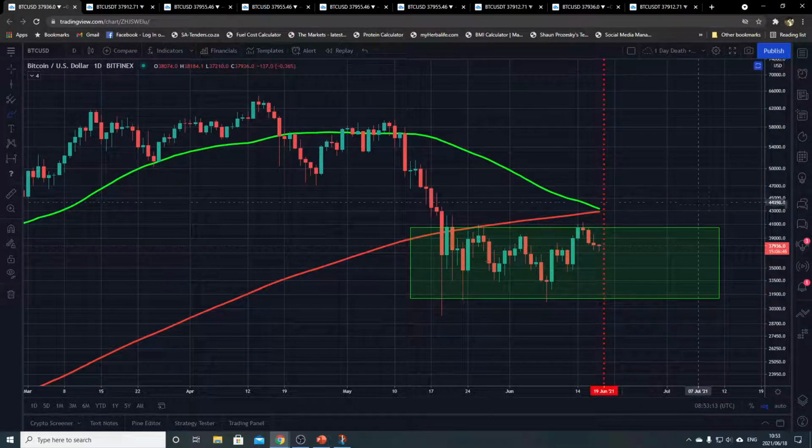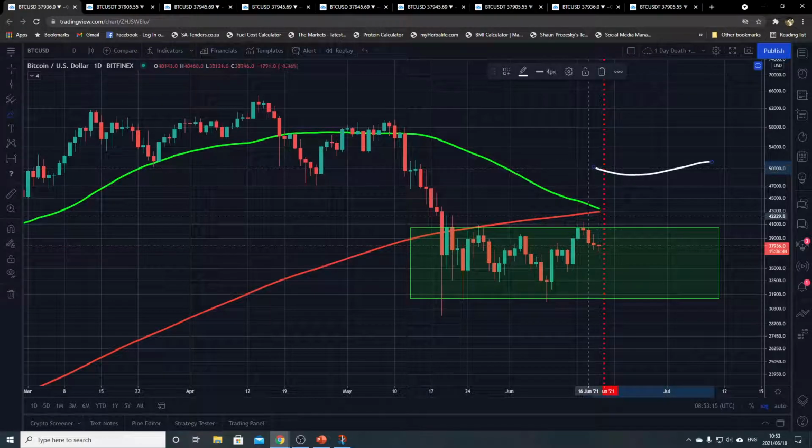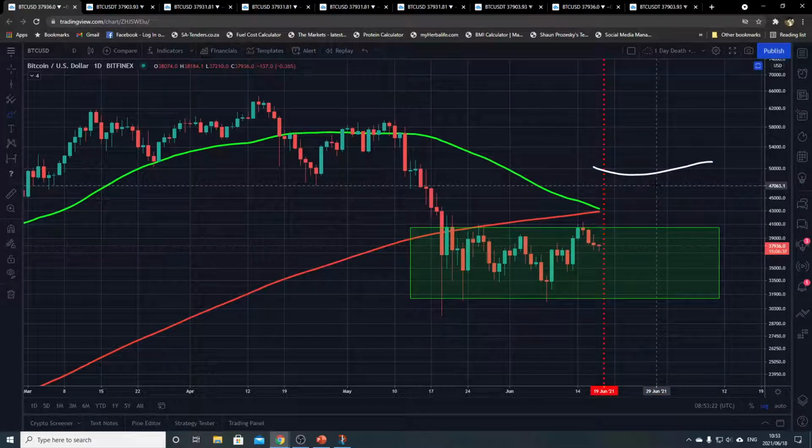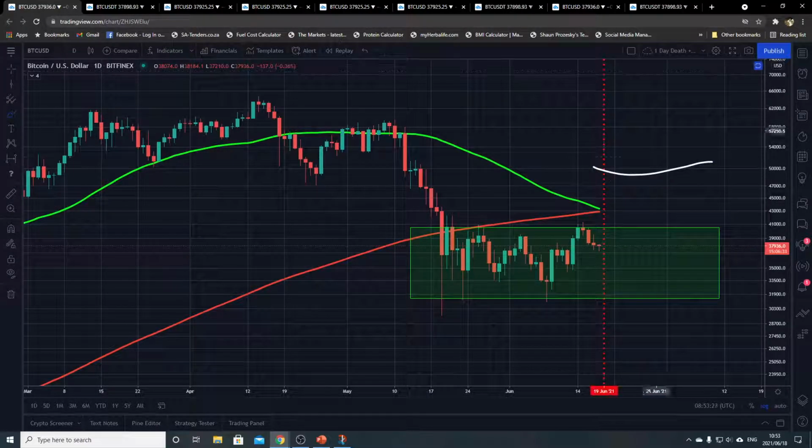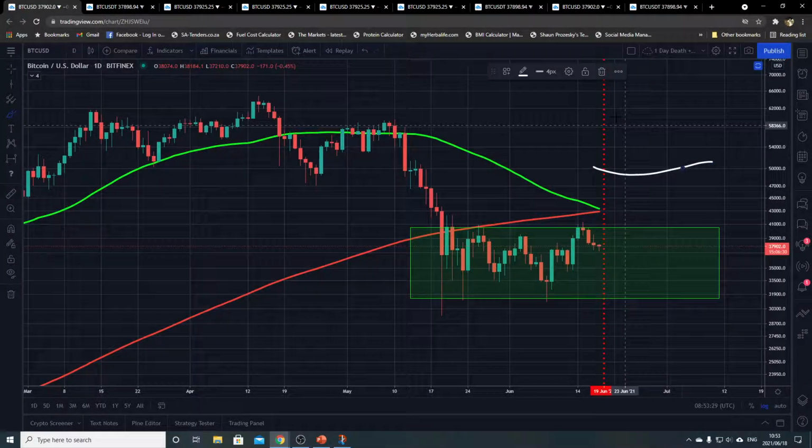The best bet is to keep an eye on this area and wait for the death cross to happen and make a judgment call on what is going to happen.